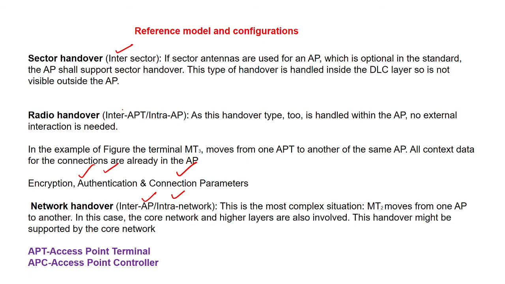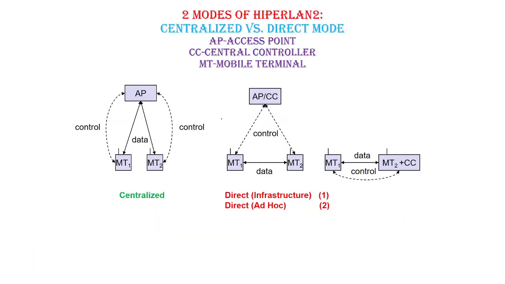Radio handover supports inter as well as intra AP, APT and AP. So these are the two modes of HiperLAN/2: one is centralized mode, another one is direct mode. AP stands for access point, we all know. CC is the central controller. MT is the mobile terminal.